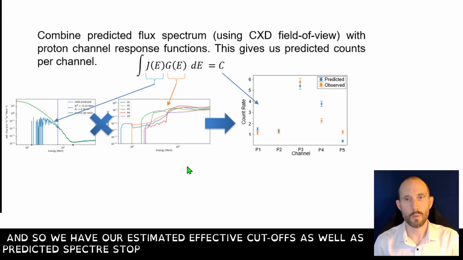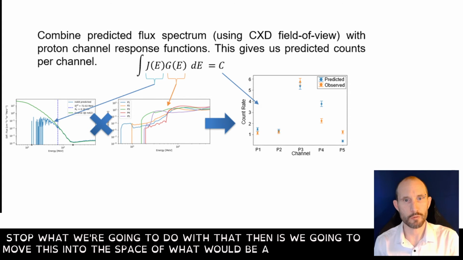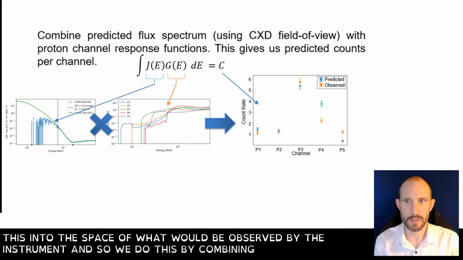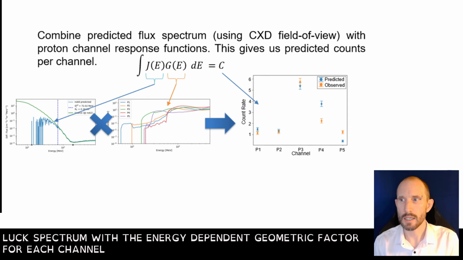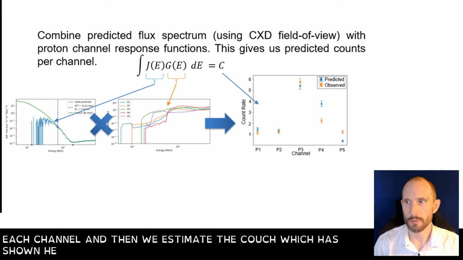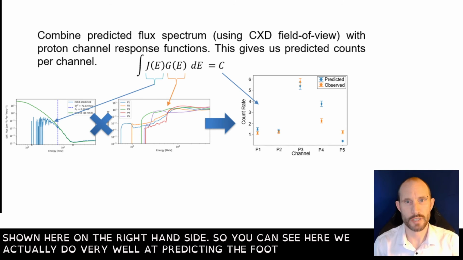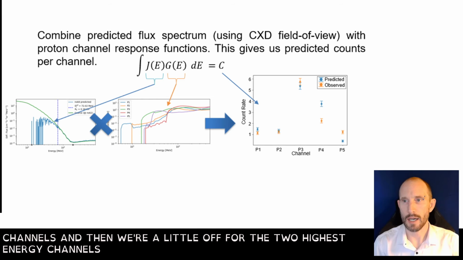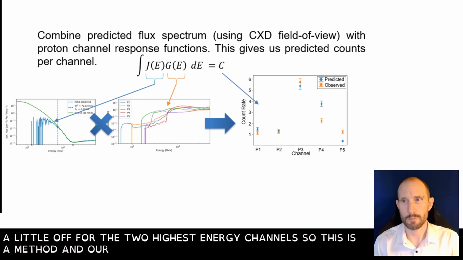So what we're going to do with that then is we're going to move this into the space of what would be observed by the instrument. And so we do this by combining the predicted flux spectrum with the energy-dependent geometric factor for each channel. And then we estimate the counts, which are shown here on the right-hand side. And so you can see here we actually do very well at predicting the first 3 channels. And then we're a little off for the 2 highest energy channels. So this is our method and our example.